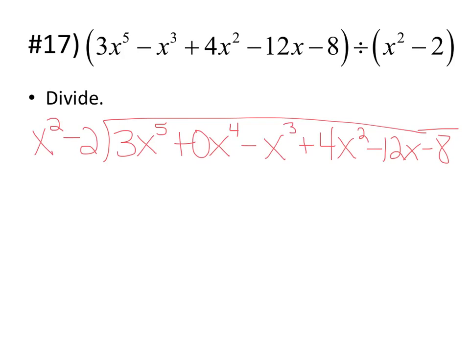So I have x squared times what gives me 3x to the 5th? And that's going to be 3x cubed.